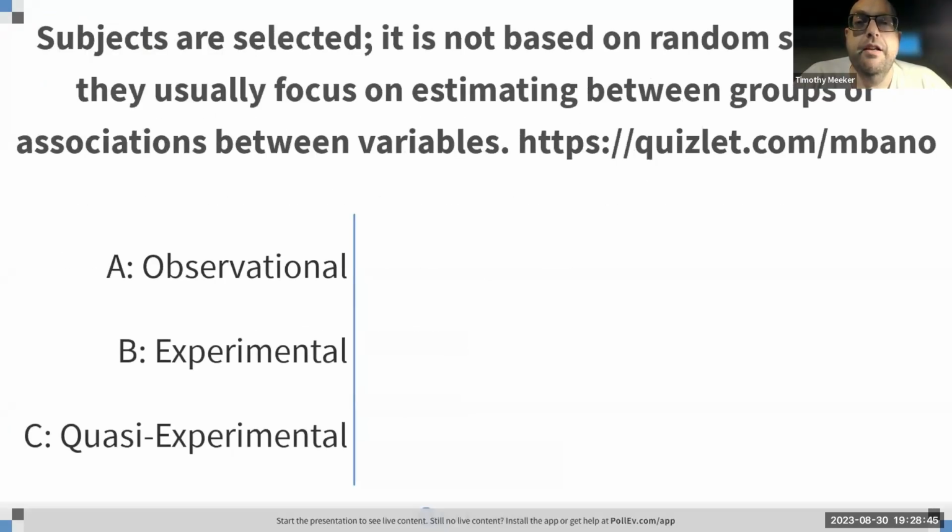Subjects are selected, it is not based on random samples. They usually focus on estimating between-group differences or associations between variables. So estimating between-group differences is, I think, what they were shooting for on that. Is that observational, experimental, or quasi-experimental? It's observational.